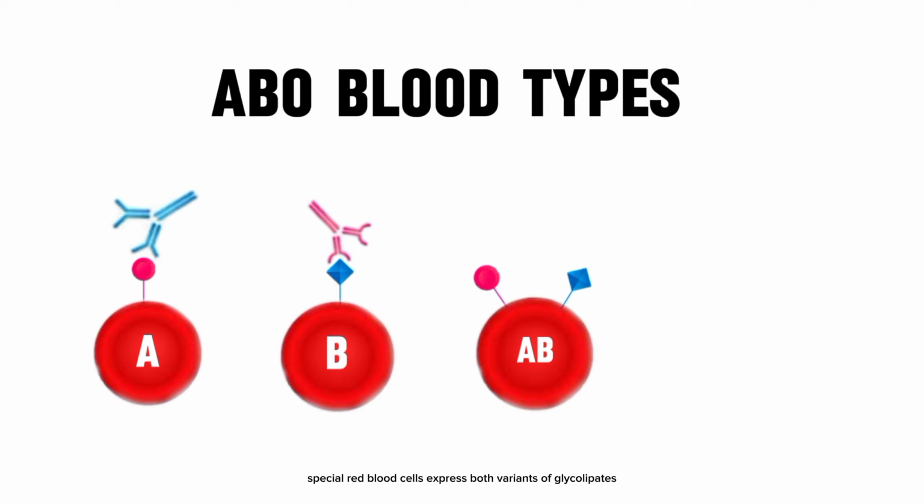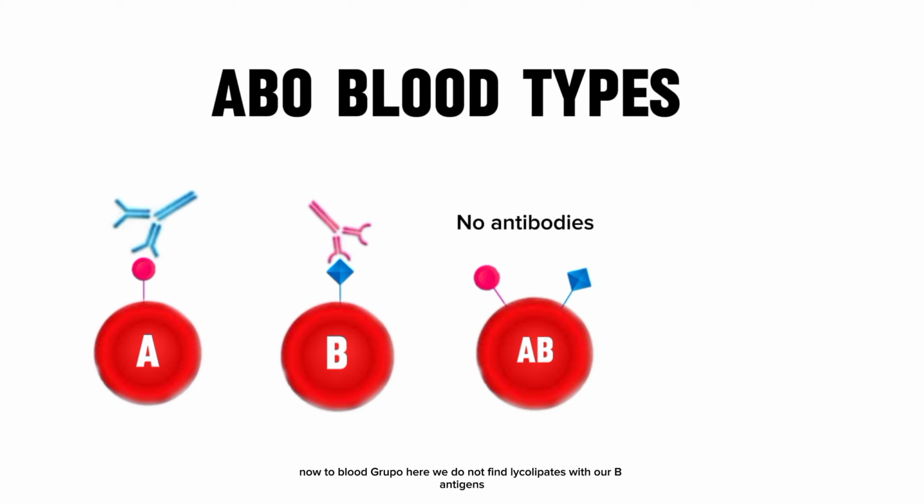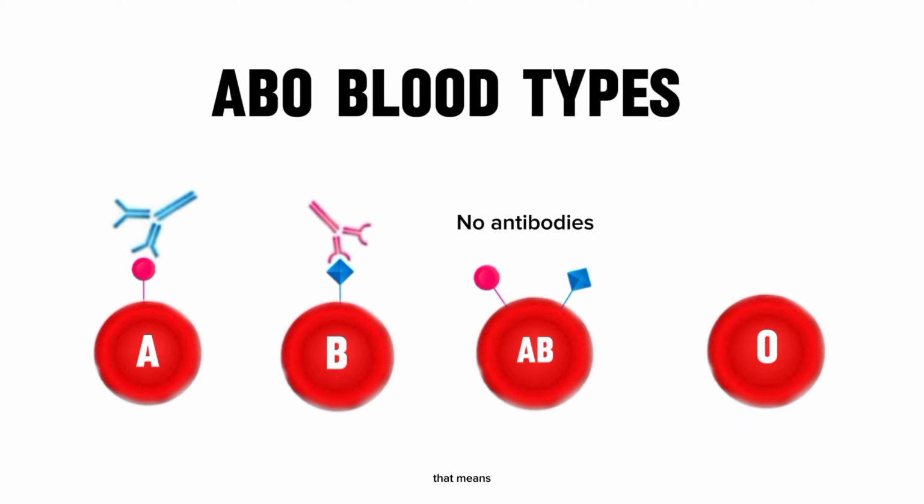Blood type AB is special. Red blood cells express both variants of glycolipids. Therefore, AB persons do not have any antibodies against those. Now, to blood group O. Here we do not find glycolipids with the A or B antigens. That means this system expresses antibodies against both A and B antigens. This concept is critical when considering a blood transfusion.